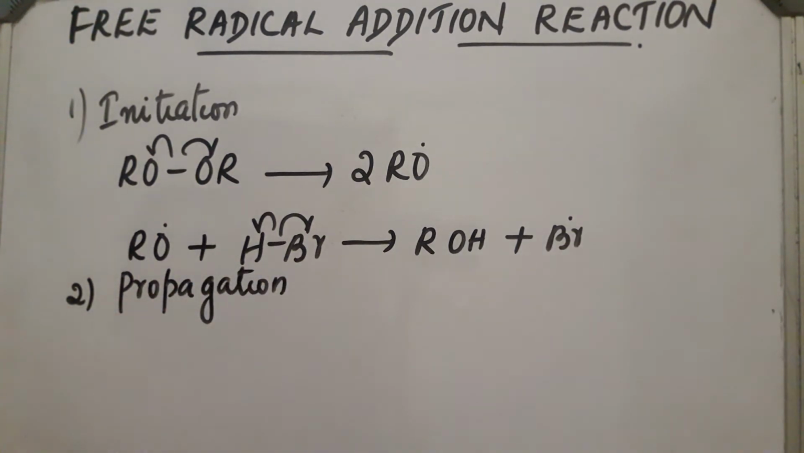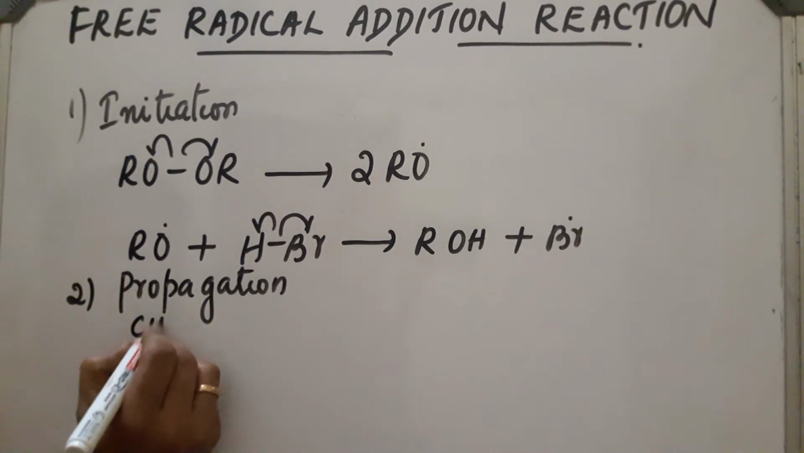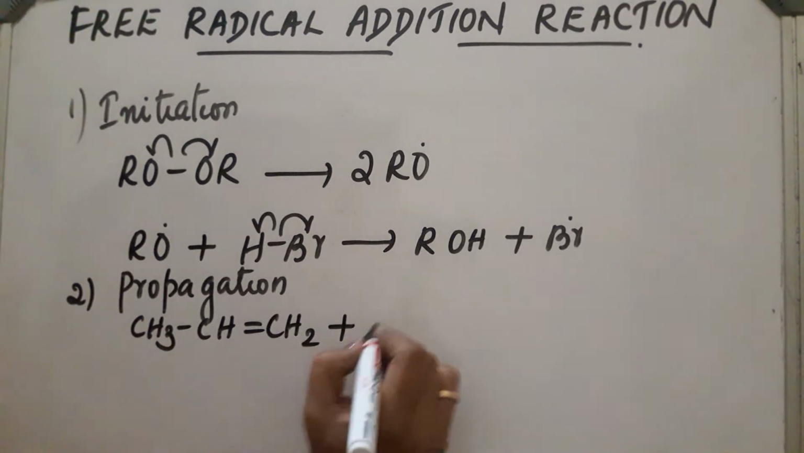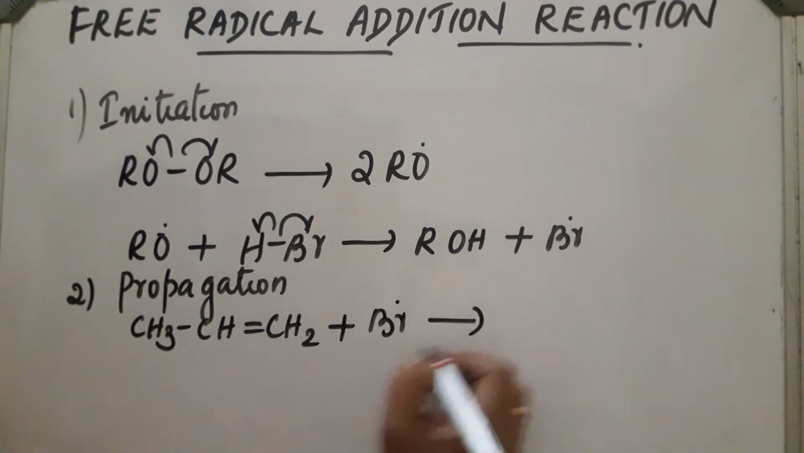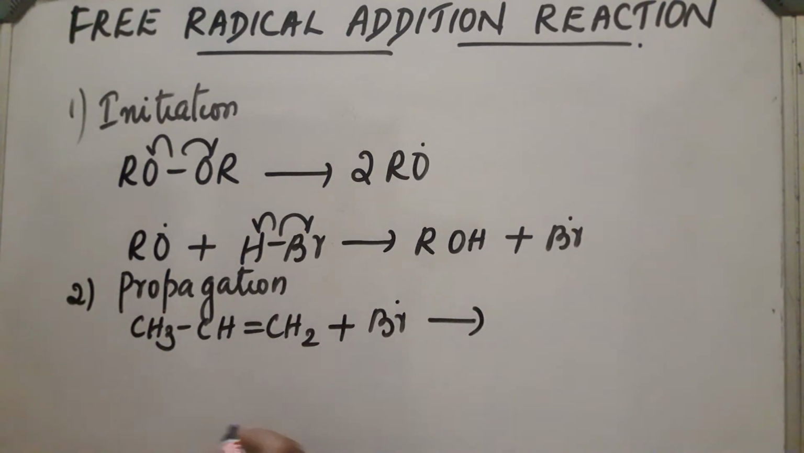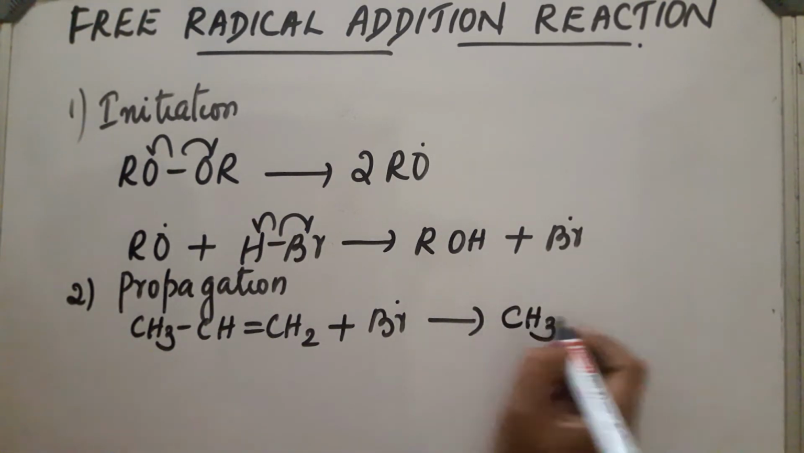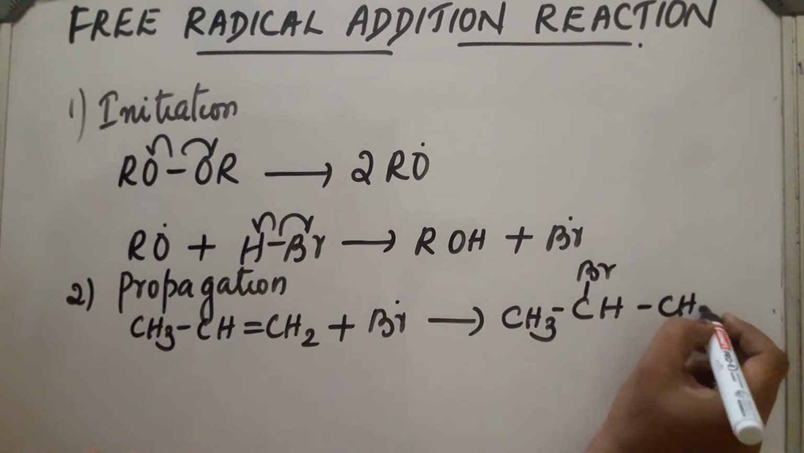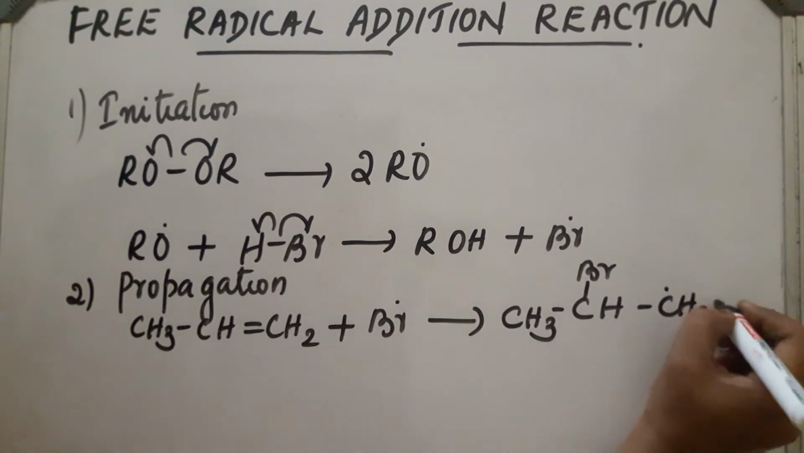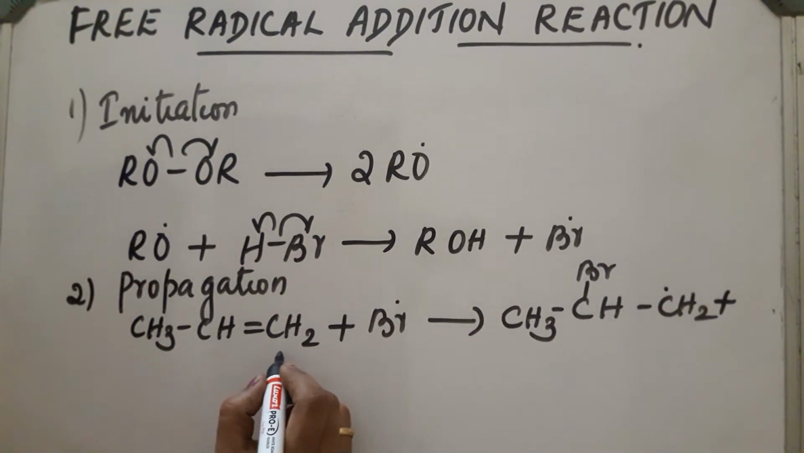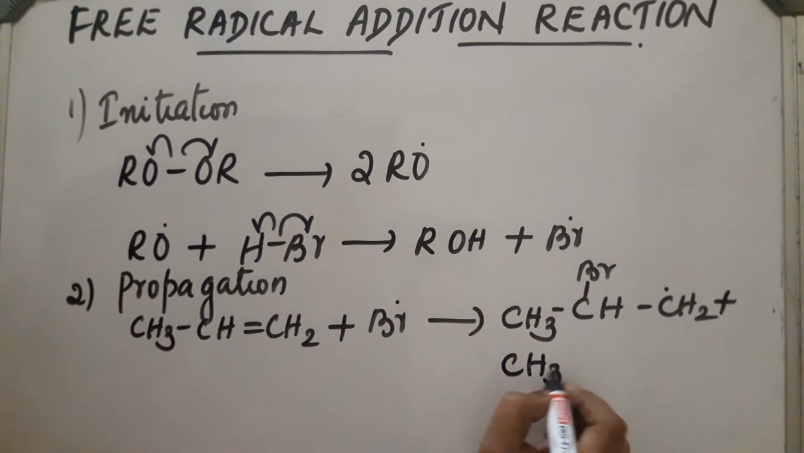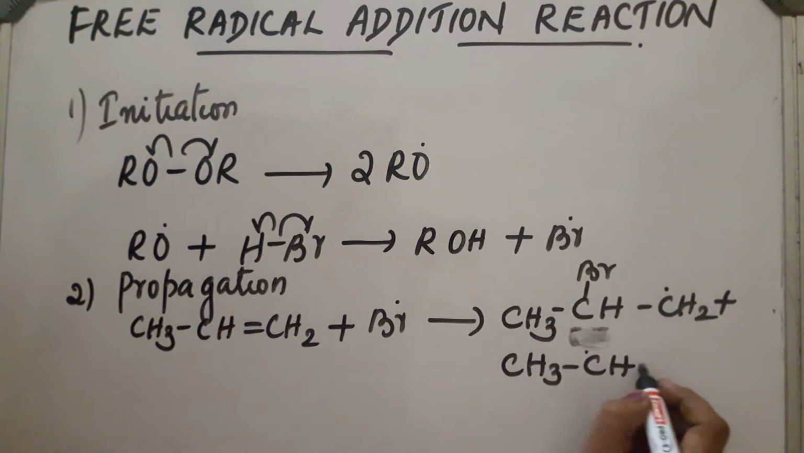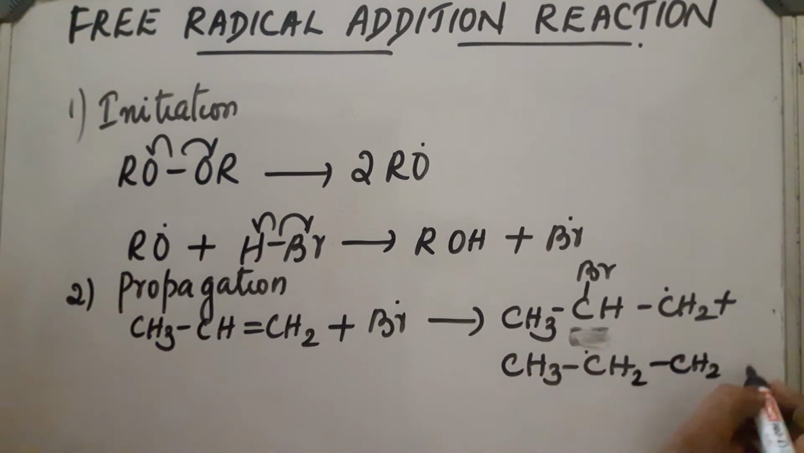Here the substrate molecule, that is propene, CH3-CH=CH2, will react with the Br radical, and two types of radicals can be formed. Either Br will come and attack here, giving one radical, or Br will attack the other carbon, giving the second radical, CH3-CHBr-CH2.